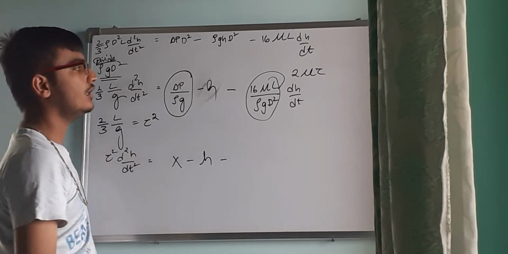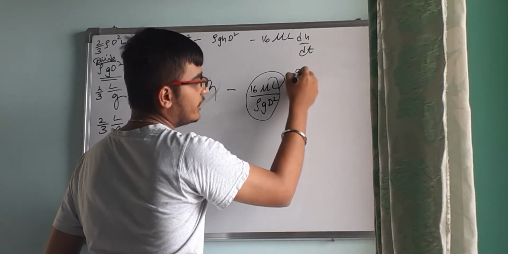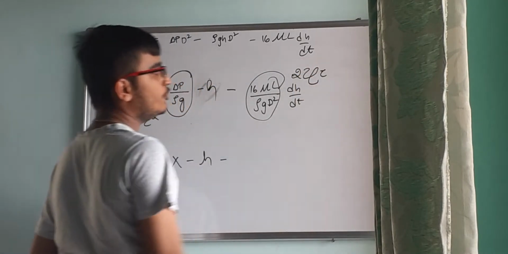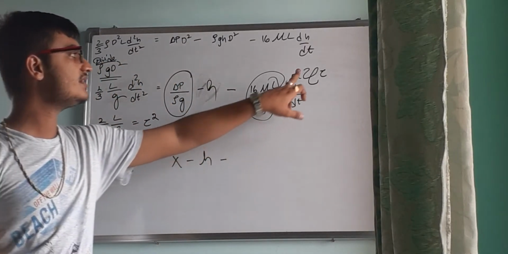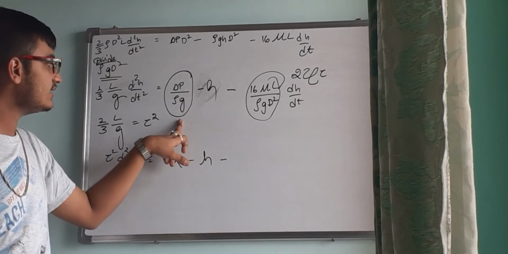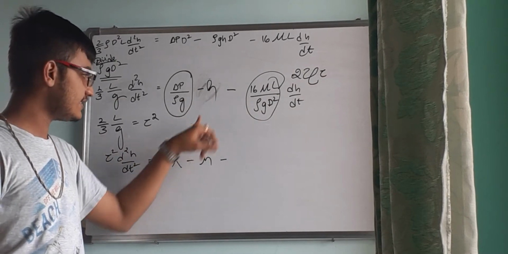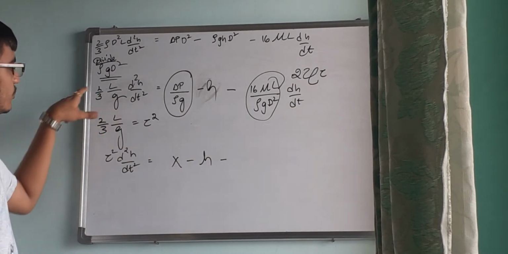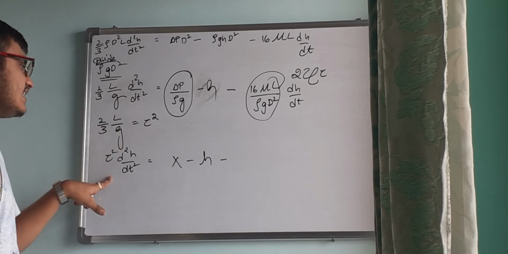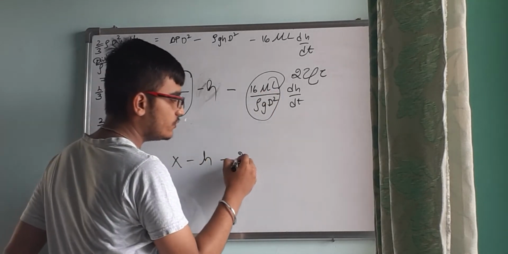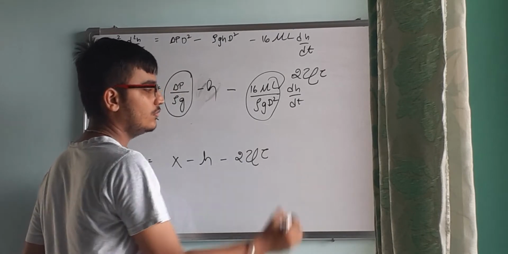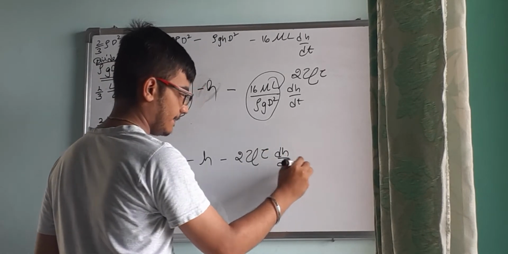We'll take this term as 2 zeta tau. We'll take this term as x, some function x. H is as it is. 2L by 2G we'll take as tau square. And this 2 zeta tau dh by dt.